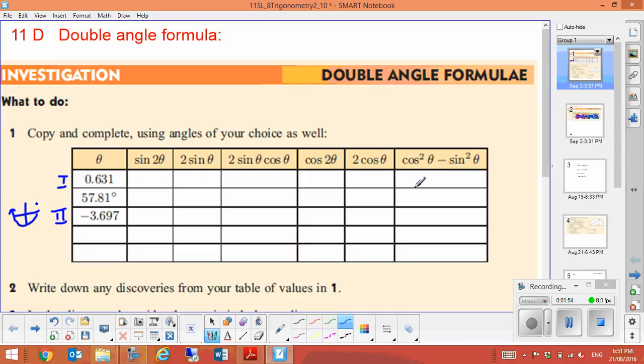So stop the video, have a go, fill all that in, or if you haven't been working with someone, you can share it and take turns at filling it in. And then come back and we'll look at the results.